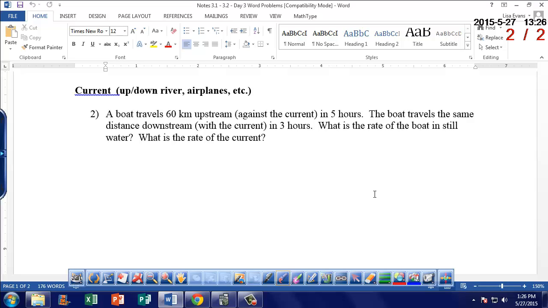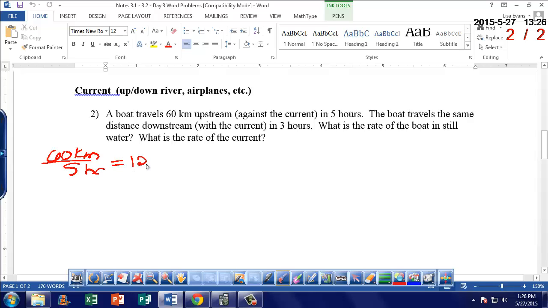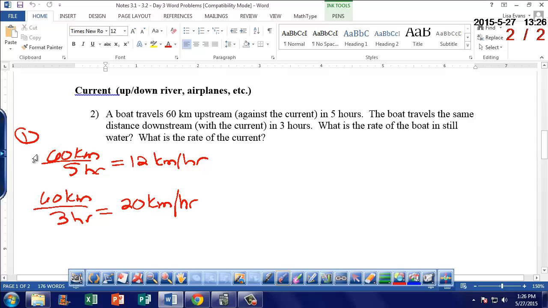So step 1 is we need to calculate the two rates. We know the distance and we know the time. So against the current is going to be 60 divided by 5. So we get 12 kilometers per hour. And then we have the same distance, but this time in 3 hours. So we have 20 kilometers per hour. Now, that's step 1. We need to calculate the rates.